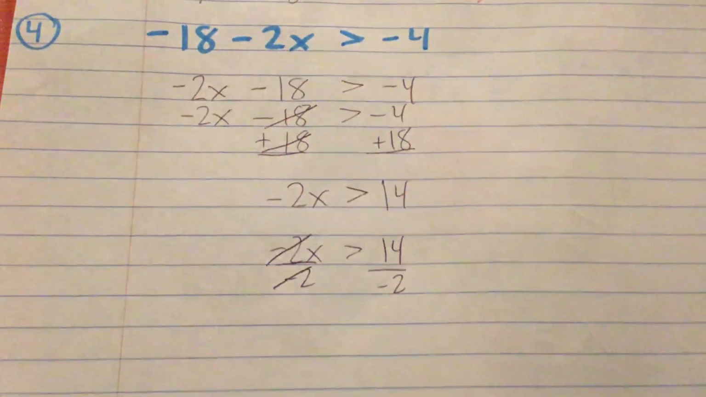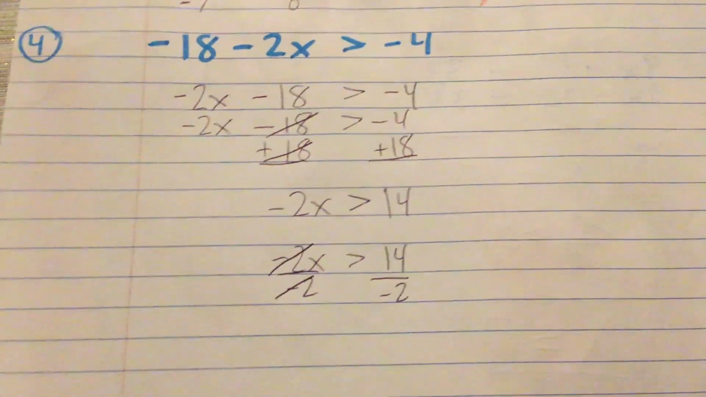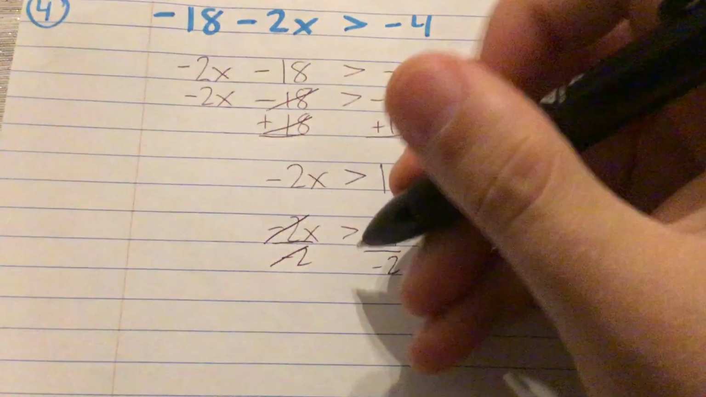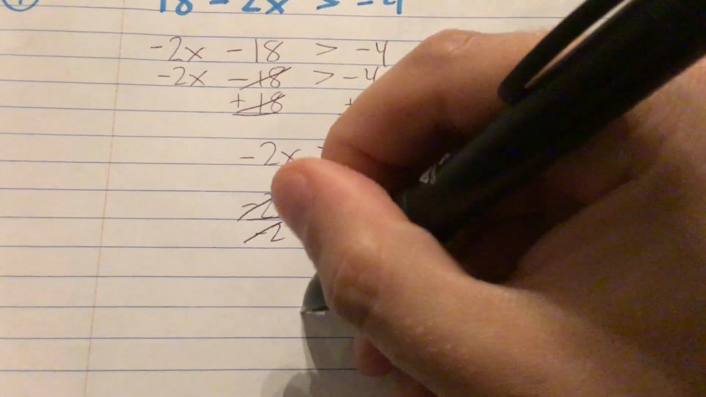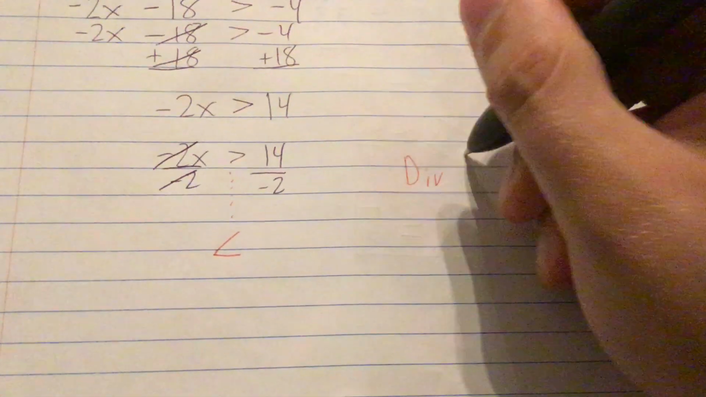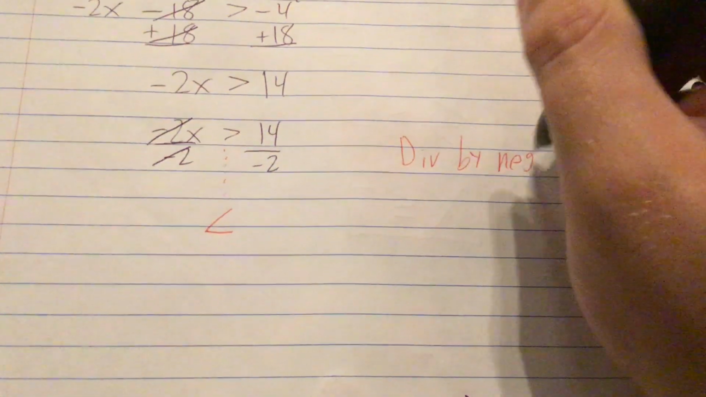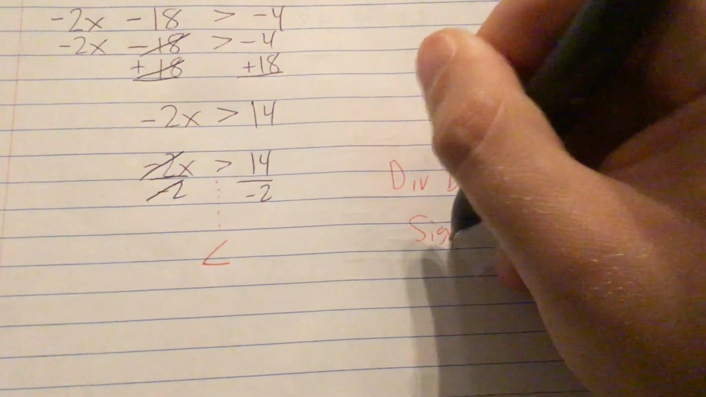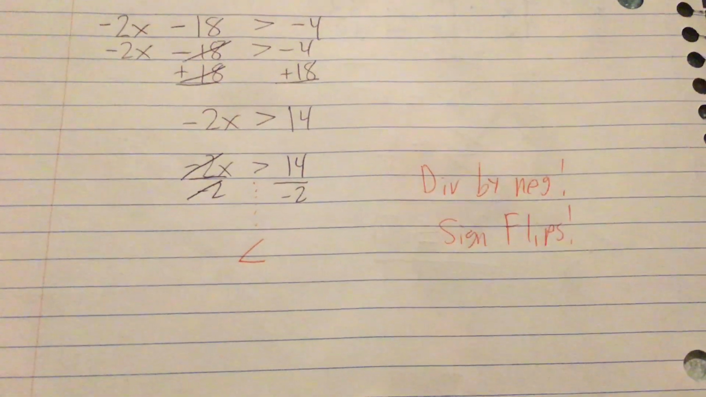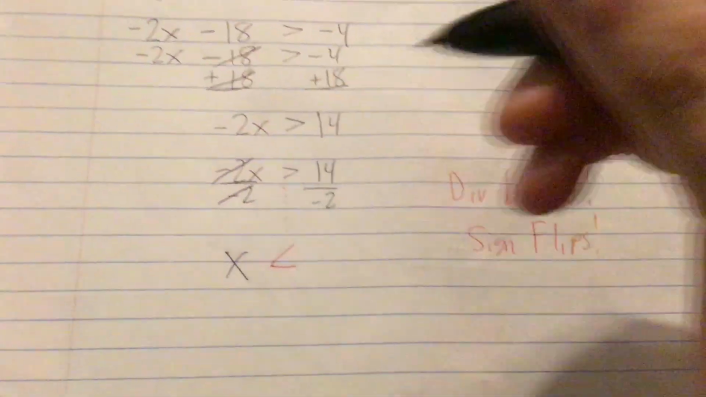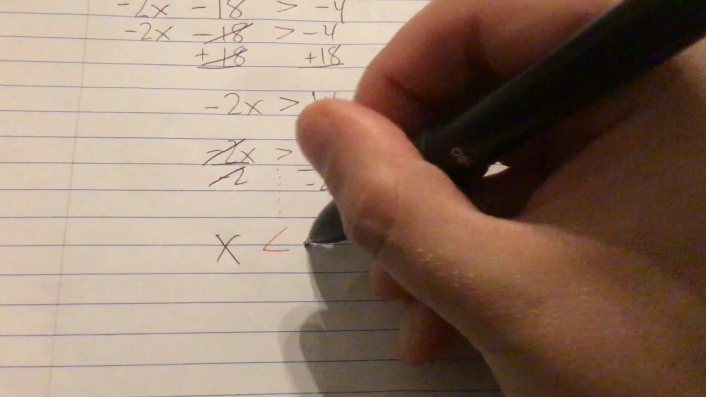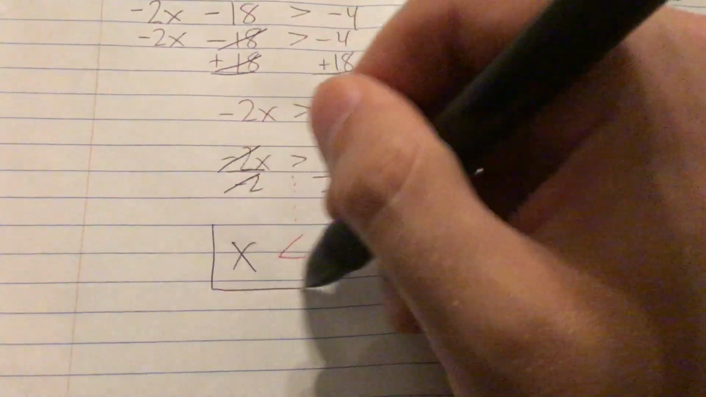That cancels out, that cancels out. But remember, take a deep breath. What did I do on both sides of the inequality? Well, I divided by a negative, so this inequality symbol needs to flip to a less than sign. Divide by negative 2. Sign needs to flip. So now, x is less than 14 divided by negative 2, which is negative 7. So we're good.